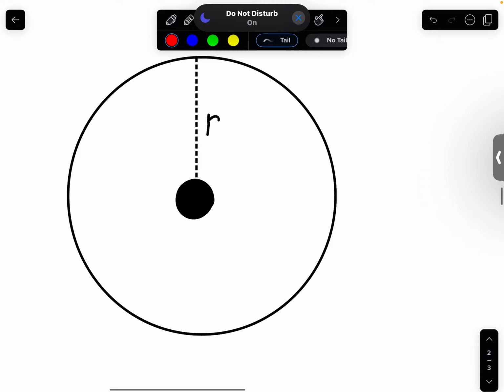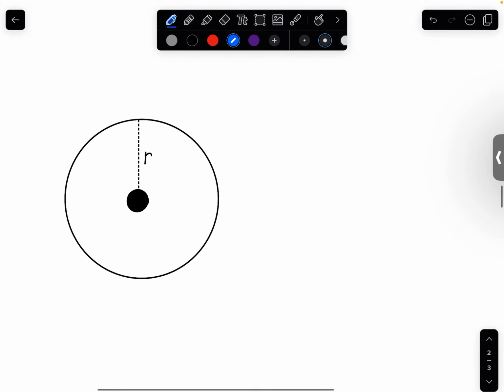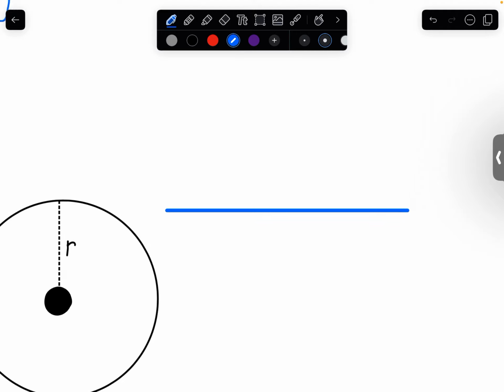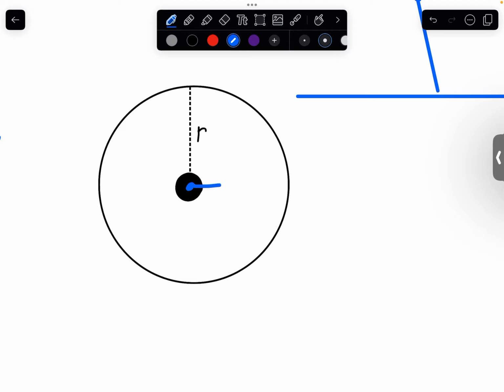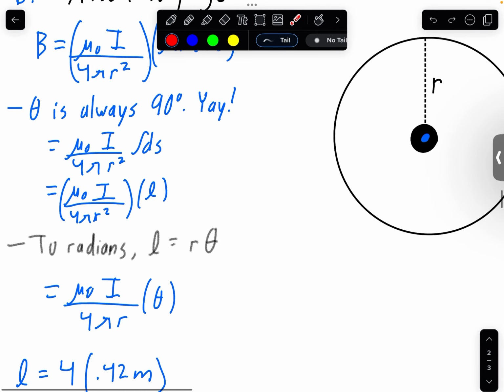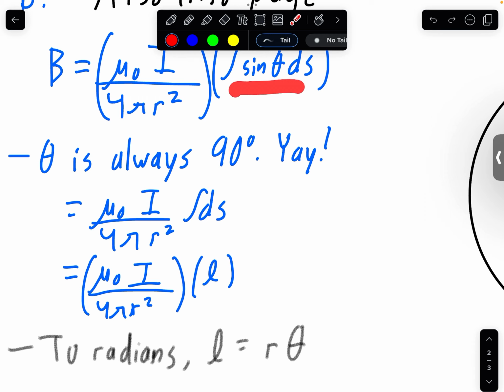Here I'll just do a little drawing again. The magnetic field will not always be perpendicular to the wire in general, but when we use a circular wire, it will always be perpendicular because it's a circle. It always forms a 90-degree angle like so. Okay, so we can plug 90 in for theta, and sine of theta is 1.